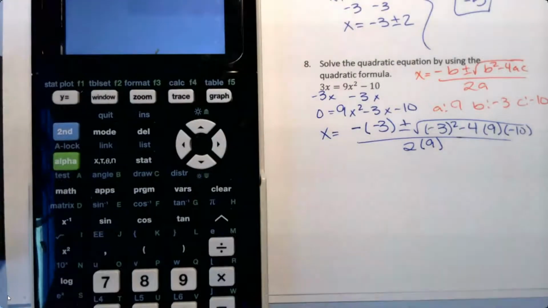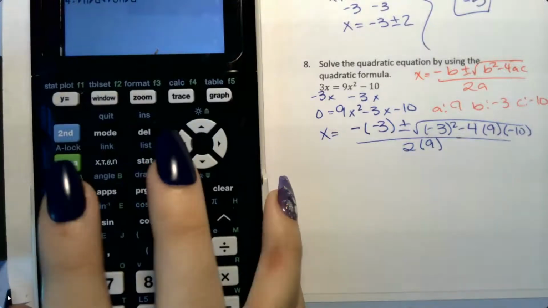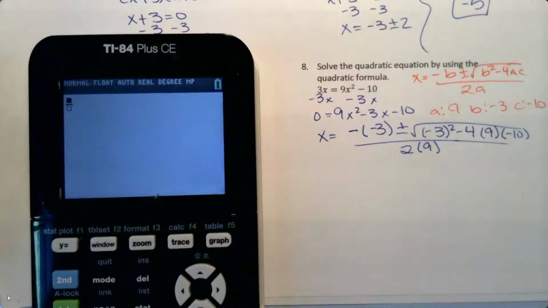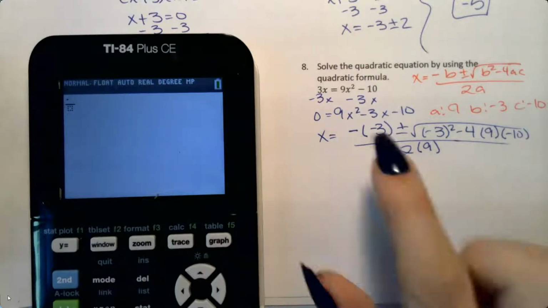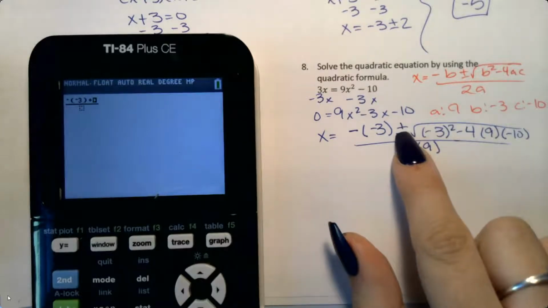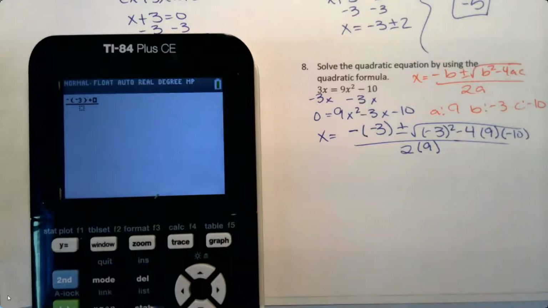I can go to math, and then if I arrow over to the fraction option, oops, that's off the screen. It gives me n over d. I press enter, and then I can type my whole numerator in there. So my first negative is the one on the bottom of the calculator, parentheses, same negative for my 3. When I'm typing this into the calculator, I have to pick either plus or minus. So I'm going to start off with plus, and I'm going to do my square root, parentheses, negative 3 from the bottom of the calculator, squared.